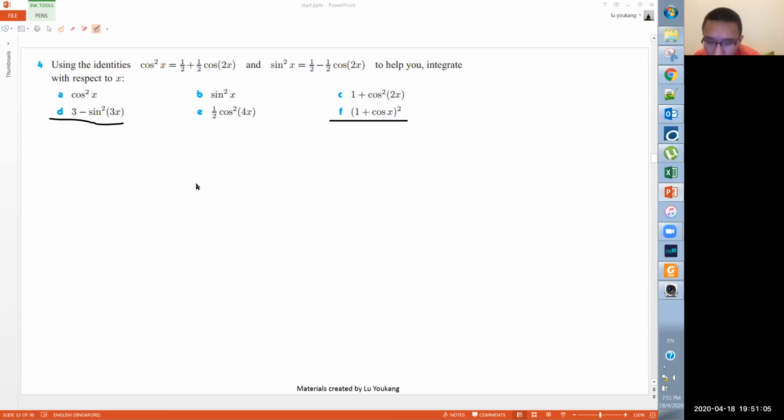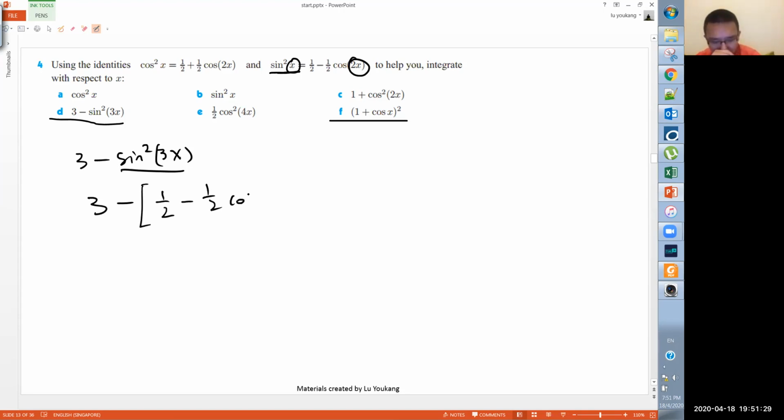Oh, by the way, do you know what you are supposed to get for this term? I don't. So you just make use of this. If this is x, this will be 2x. Right now it is 3x, so you should get 6x. So you just need to integrate this.